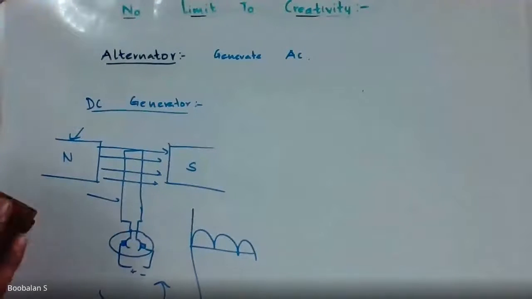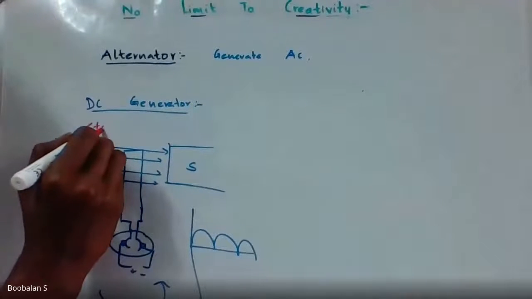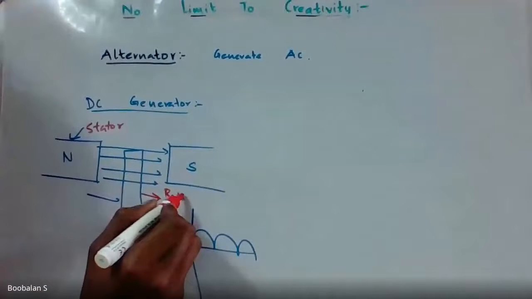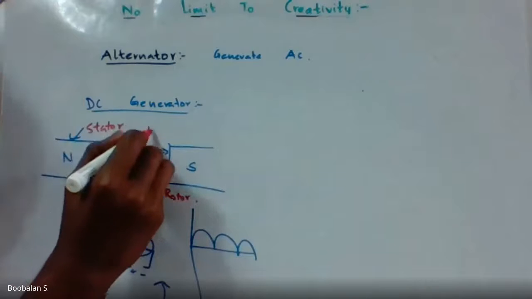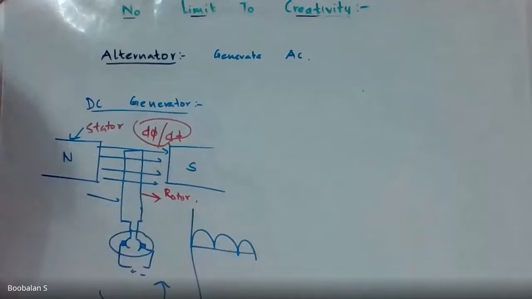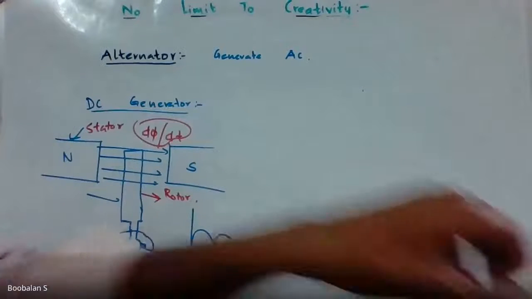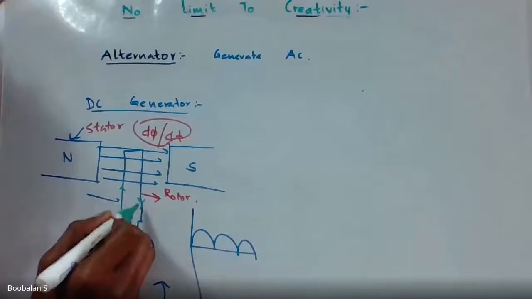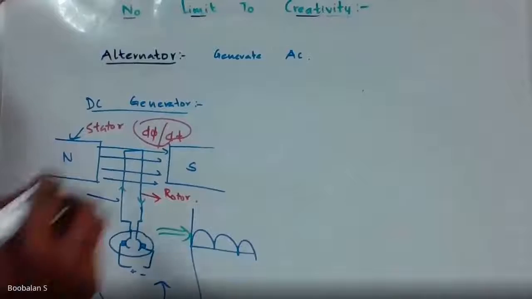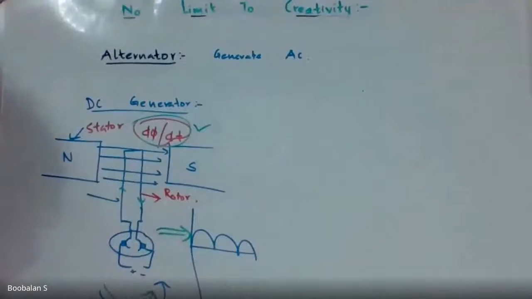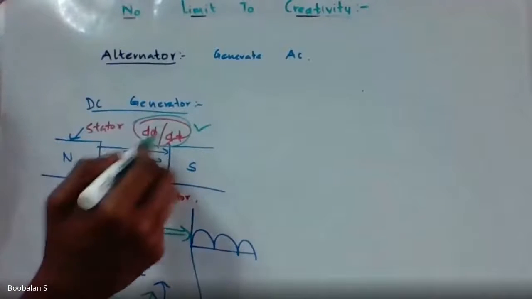See what we are going to do. We'll have two options. This is called my stator, and this is called my rotor. My ultimate aim is that I need to create d phi by dt. Only by using this d phi by dt am I able to induce EMF over this coil, and then I take it as output. So how is the d phi by dt going to be created? By using mechanical rotation. Only by mechanical rotation am I able to get d phi by dt.